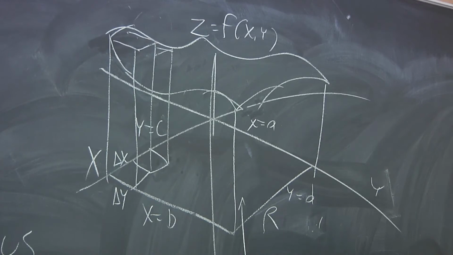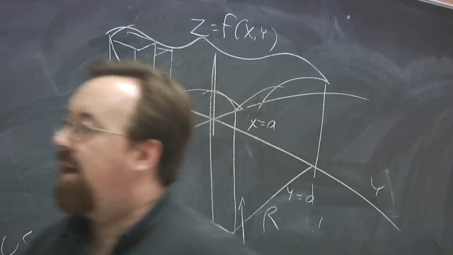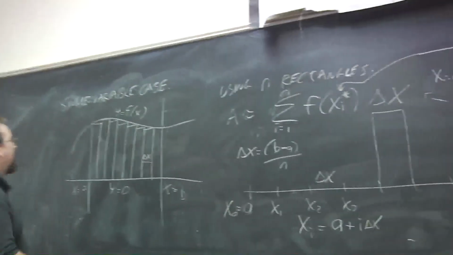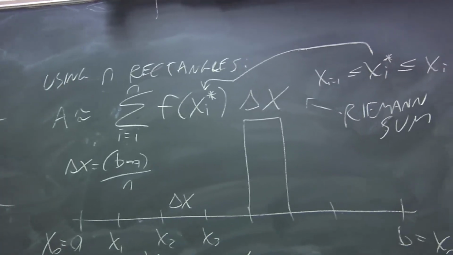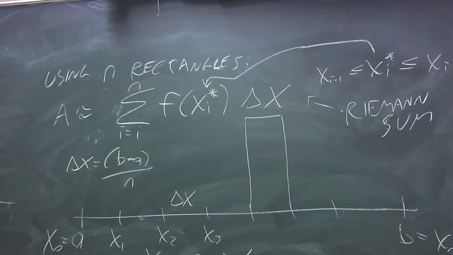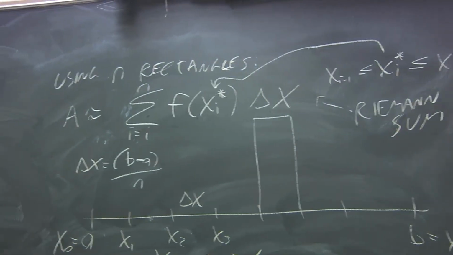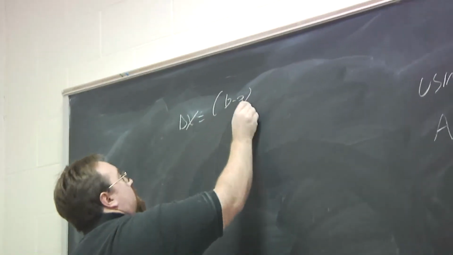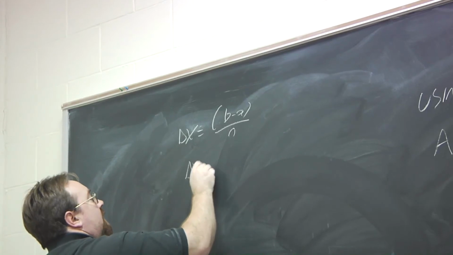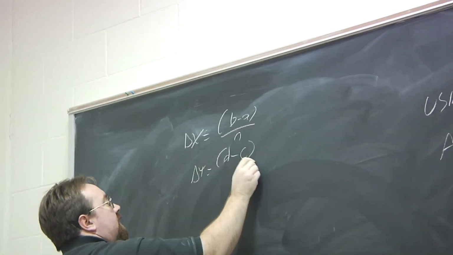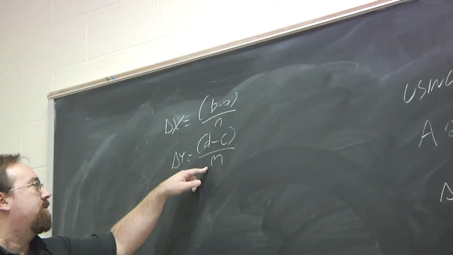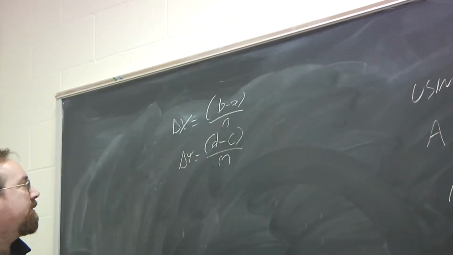So now what we're going to do is have a double Riemann sum that will approximate the volume for us. So we define delta x as before, b minus a over n. Delta y is d minus c over m. So the number of subintervals in x and y are not necessarily going to be the same, although they can be.